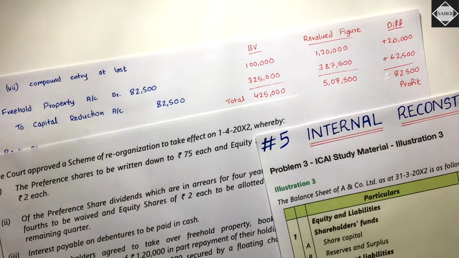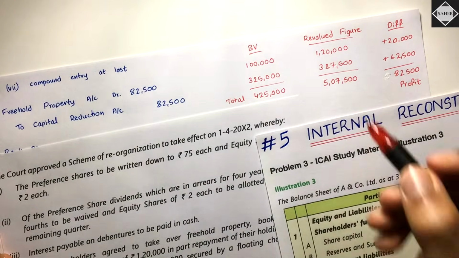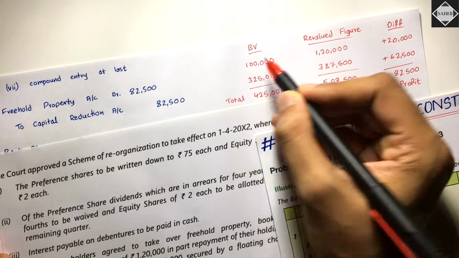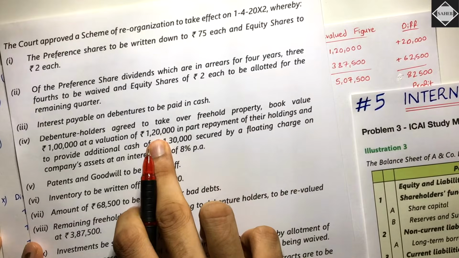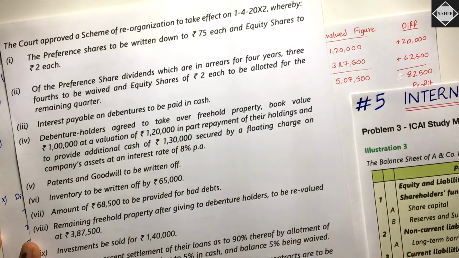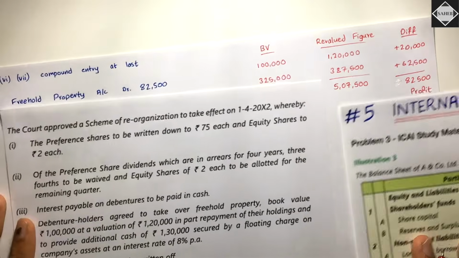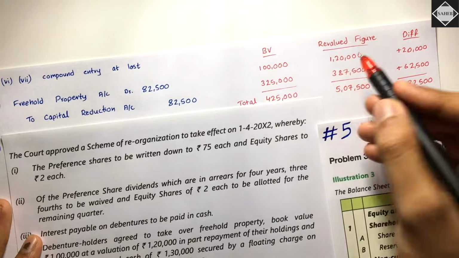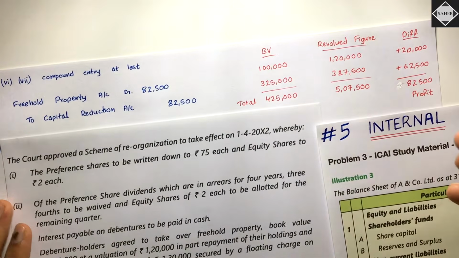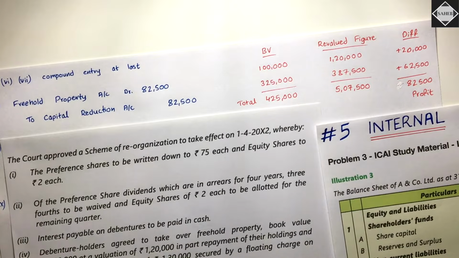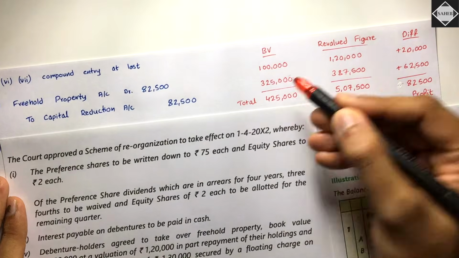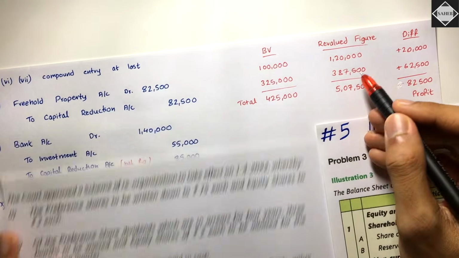Now, what happened before this? Debenture holders have taken freehold property costing 1 lakh at a valuation of 1,20,000. 1 lakh was the cost, they have taken it at 1,20,000. So 20,000 upward revaluation has happened there, right? See here, 1 lakh is the book value, and the revalued figure was 1,20,000. So 20,000 revaluation upward has happened, and then after this event, they said that the remaining, 3,25,000, has increased to 3,87,500. That is what they are saying.